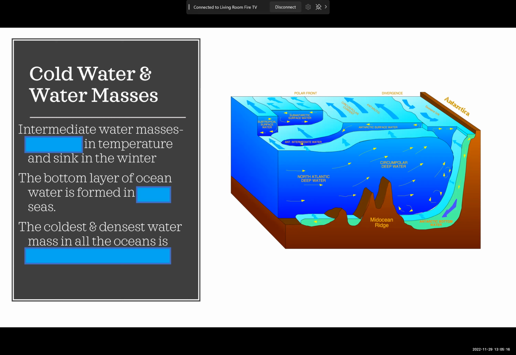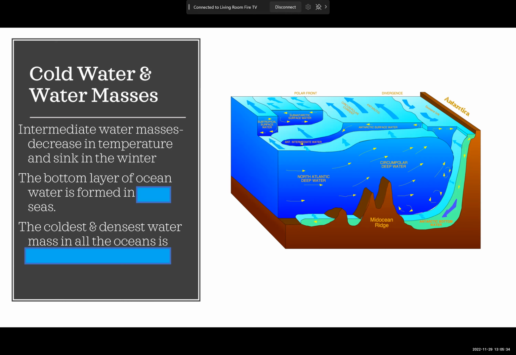So intermediate water masses, and what do they do in temperature and sink? If they're sinking, then what's happening to their temperature? Bailey. They're decreasing in temperature because they're sinking. All right, makes perfect sense, right? Bottom layer of the ocean. Water is formed in what seas?